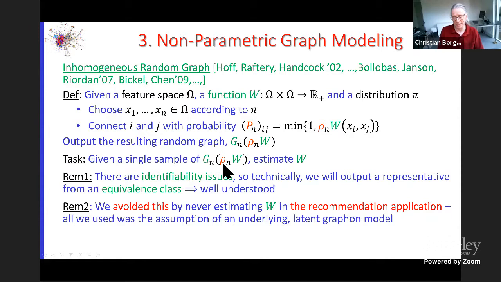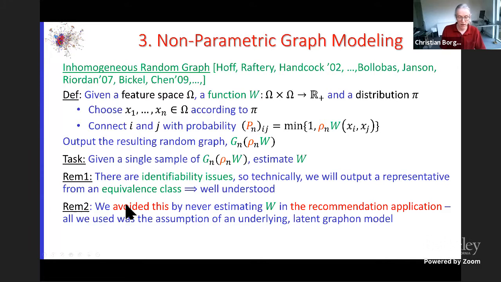If you want, it's very much related to dependent samples, because you have different pieces of this graph, but they're not really independent. So it's an example of dependent samples, which is one of the themes we want to look at. There's some identifiability issues. That's technically well understood. Since you learned about couplings and Wasserstein distance, essentially, if you can couple your probability spaces such that the two graphons become the same, then they should be considered identical. And up to that equivalence class, you output just 1 graphon, but you're well aware that there could be many others representing the same object.